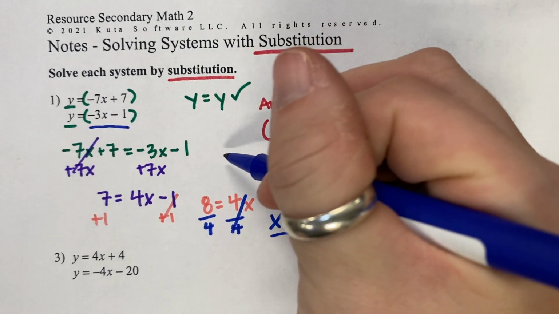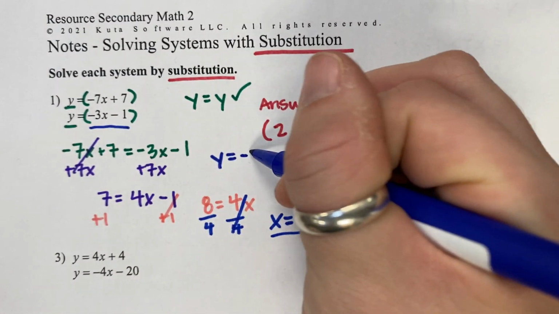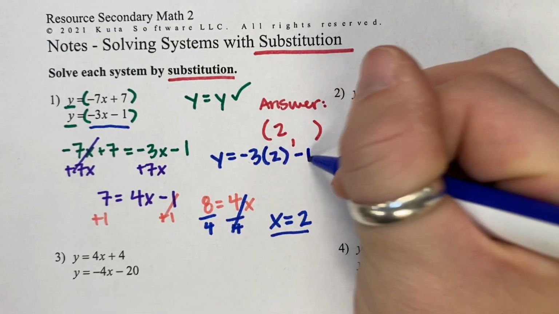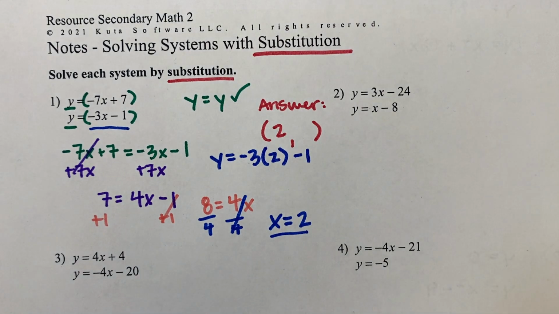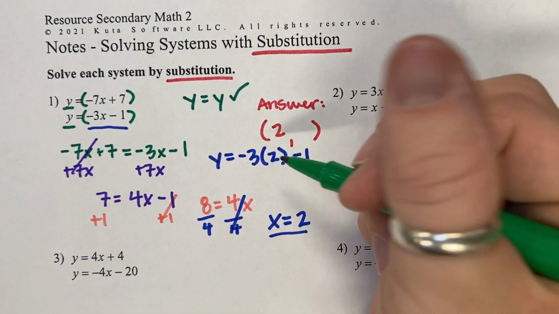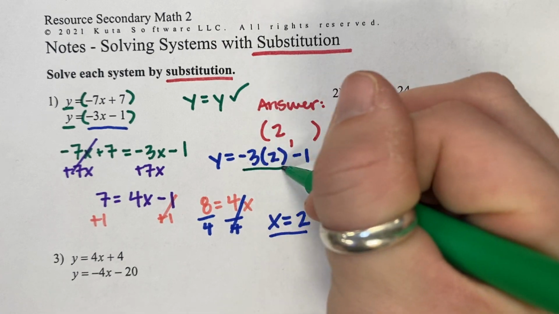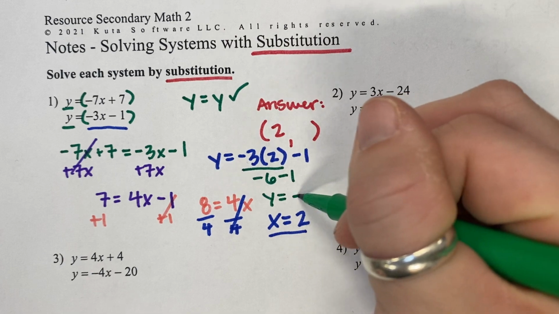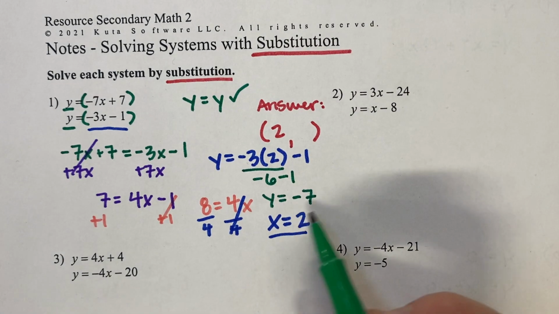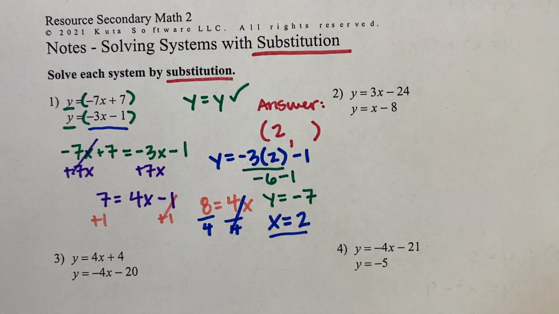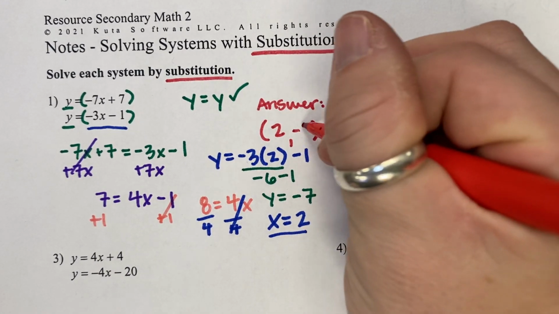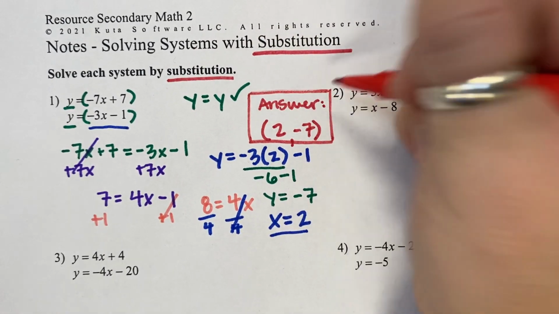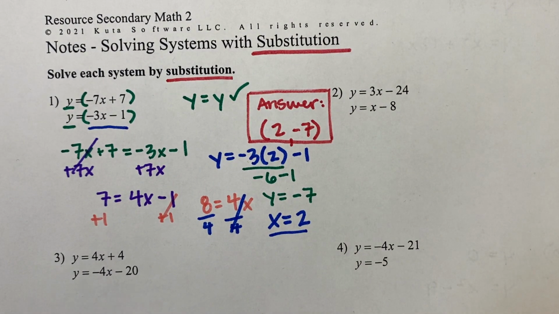So I now have y equals negative 3, what was an x is now times 2, minus 1. Now I can solve for the y part. Negative 3 times 2 is negative 6. Negative 6 minus 1 more is negative 7. I have both pieces now, which means the y part of my coordinate is negative 7. So my final answer is the coordinate point 2 comma negative 7.